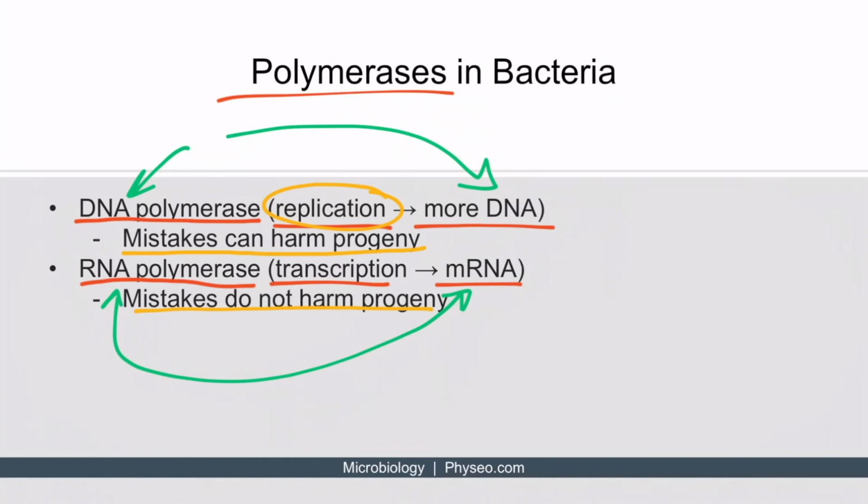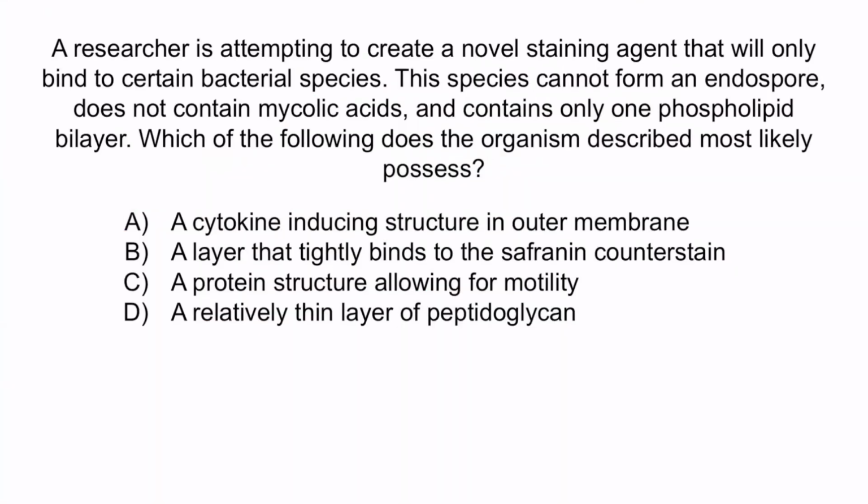And now that we've covered all the bacterial structures you need to know for step 1, let's review with a question. A researcher is attempting to create a novel staining agent that will only bind to certain bacterial species. This species cannot form an endospore, it does not contain mycolic acids, and contains only one phospholipid bilayer. Which of the following does the organism described most likely possess? A, a cytokine-inducing structure in the outer membrane. B, a layer that tightly binds to the safranin counterstain. C, a protein structure allowing for motility. Or D, a relatively thin layer of peptidoglycan.